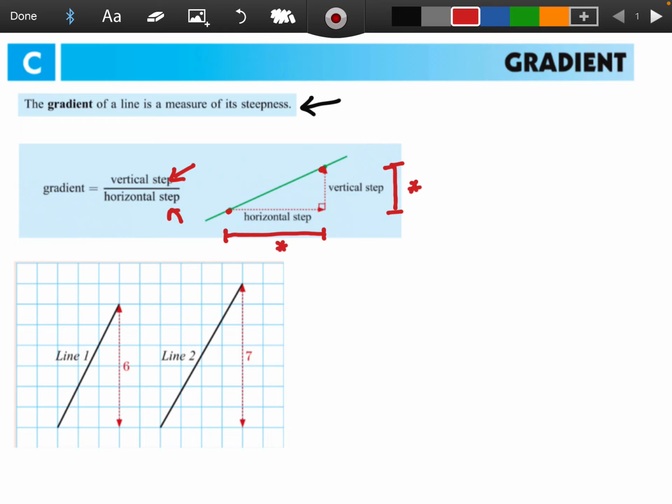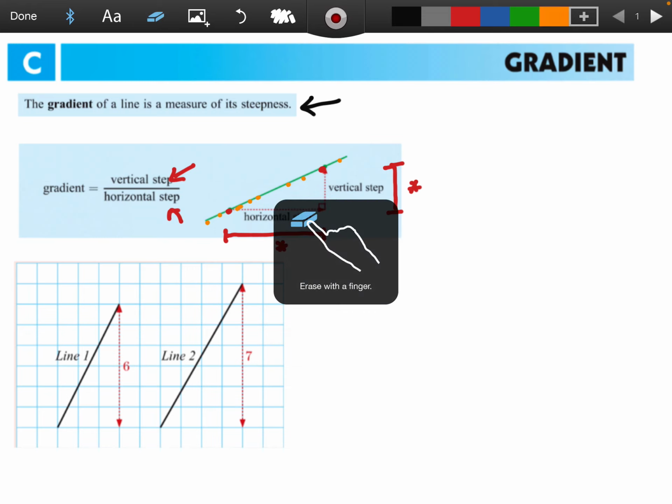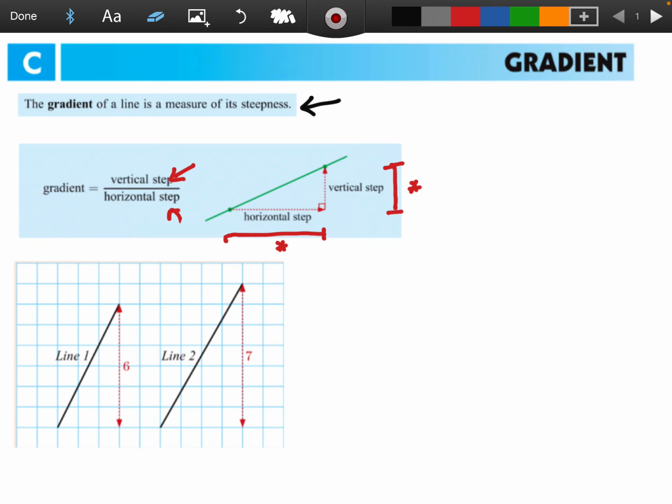You reduce it to lowest terms, and away you go. Because it's a straight line made up of an infinite number of points, it doesn't matter which 2 points you pick. The steepness is not going to change whether you choose 2 points that are really close together or really far apart, or points down here or points up there. It doesn't matter because it's a straight line. Any 2 points will give you the same answer for your slope.